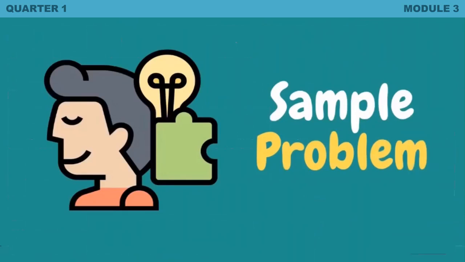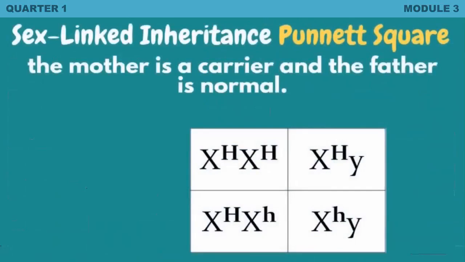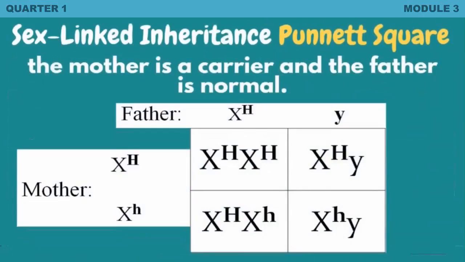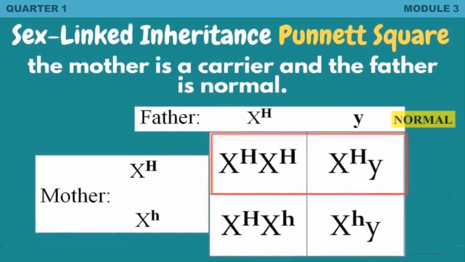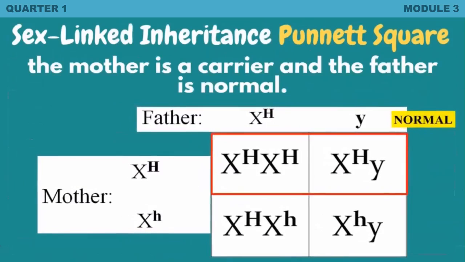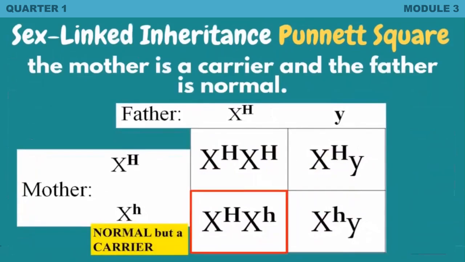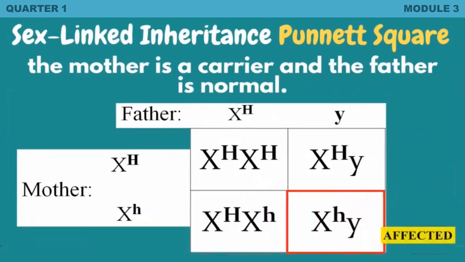Let's try to understand the concept of sex-linked traits using a Punnett square. The mother is a carrier and the father is normal. So let's try to see what are the possible genotypes and phenotypes of this cross. There is a 25% chance of having a female normal and another 25% of having a male normal. The other 25% is a female carrier, and the last 25% is a male affected.